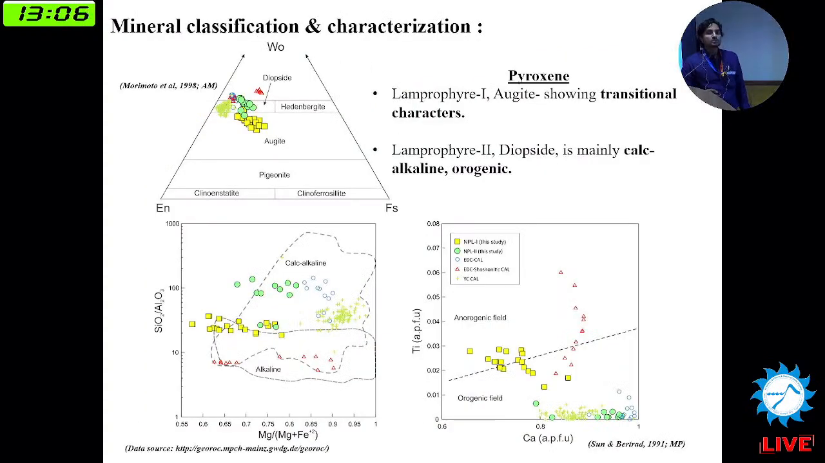The pyroxene present in both lamprophyres is augitic in nature for lamprophyre 1 and diopsidic in nature for lamprophyre 2. In this diagram you can see lamprophyre 1 showing its transitional nature, while lamprophyre 2 shows its calc-alkaline affinity. In this calcium versus titanium diagram, lamprophyre 2 shows its orogenic character, while lamprophyre 1 shows its transitional nature.